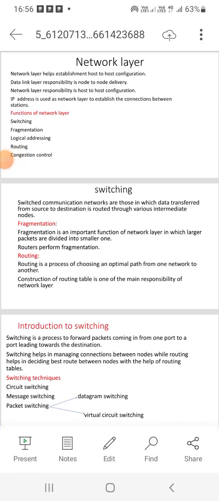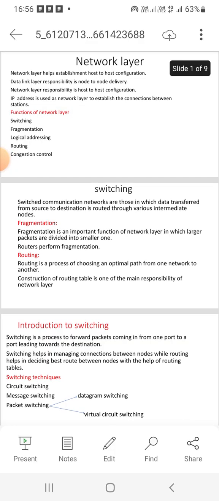Today I would like to explain about network layer. What is meant by network layer in OSI model? Network layer helps establishment of host-to-host configuration. Host-to-host means sender to receiver configuration. Host-to-host establishment can be done by the network layer.